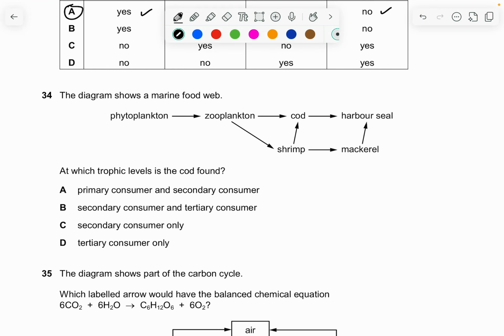Question 34. The diagram shows a marine food web. At which trophic level is the cod found? So, this is the producer. This is the primary consumer, secondary consumer. We also have secondary consumer, or being a third consumer. So, the answer will be B.